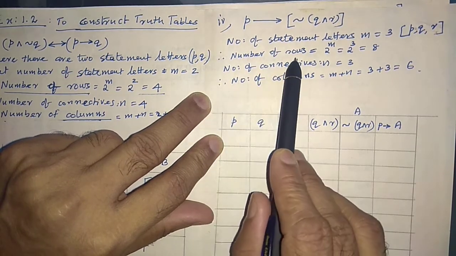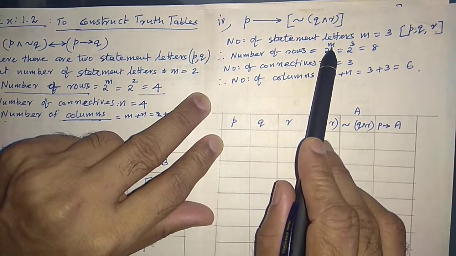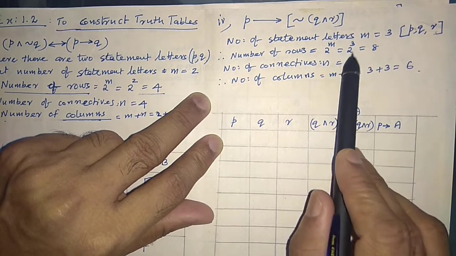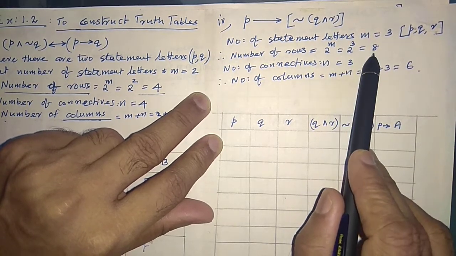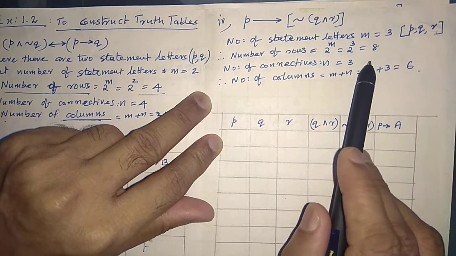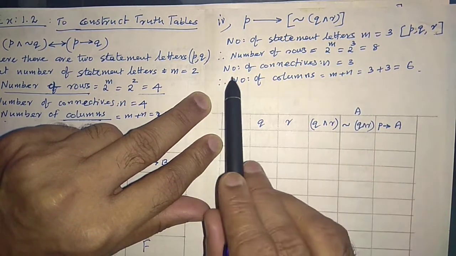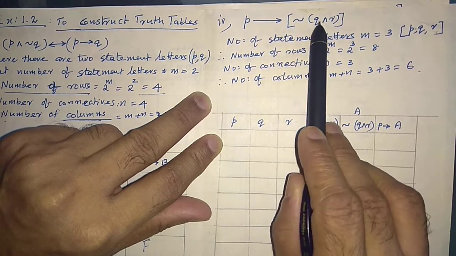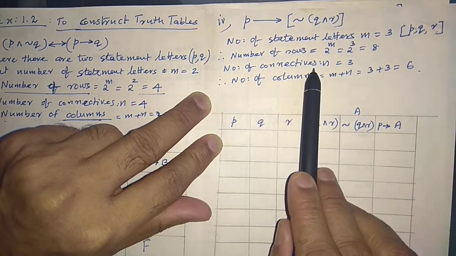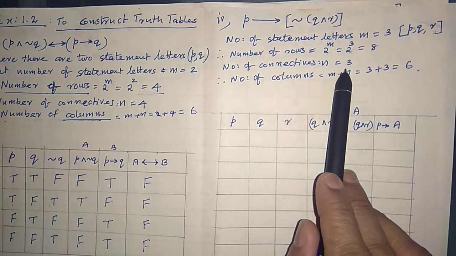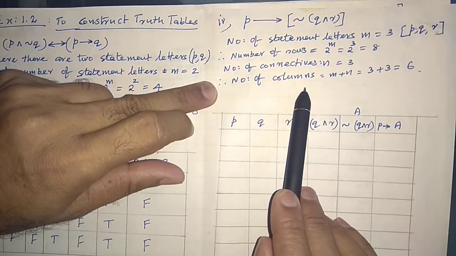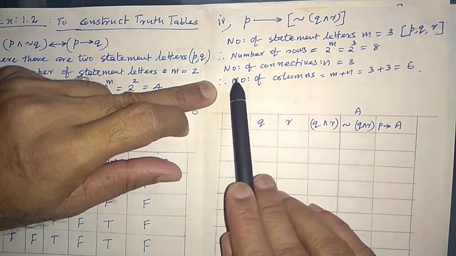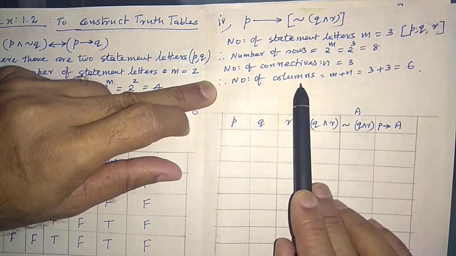Therefore, number of rows is equal to 2 power m, 2 power 3, which is 8: 2 into 2, 4 into 2, 3 times multiplication, that is 8. Number of connectives: 1, 2, 3. Number of connectives n is equal to 3. From the number of statement letters, we get the number of rows. From the number of connectives, we get the number of columns.